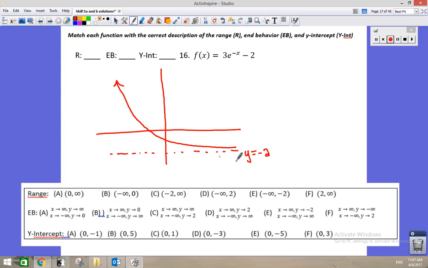Alright. So the range has a minimum, it's from -2. The range of this is from -2 up to positive infinity. It's lagging again. So what choice is that? That's choice C.